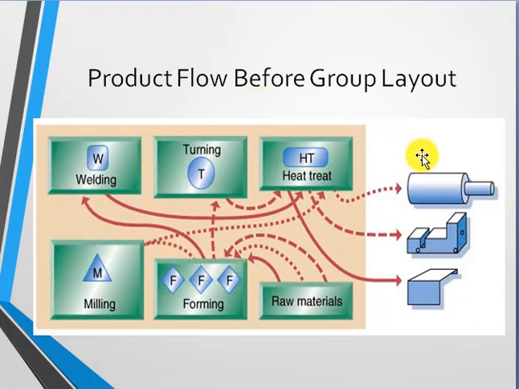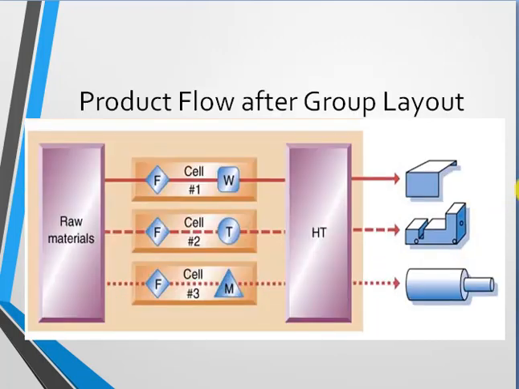This is an example of product flow before a group layout. As you can see here, there is so much backtracking and back transferring. If we reallocate it by using group layout, the flow of material is very clear, and it can decrease the damage between the operator and also the material handling.